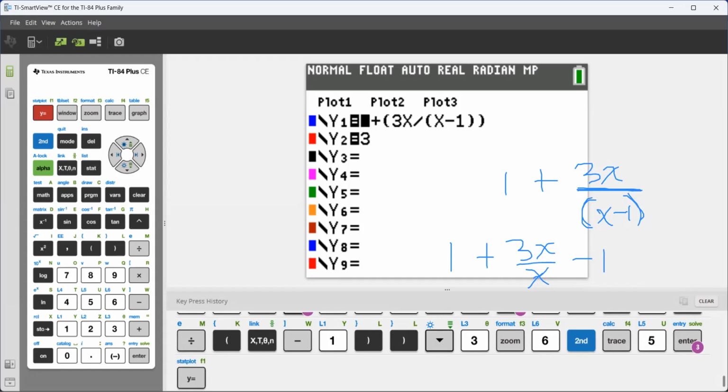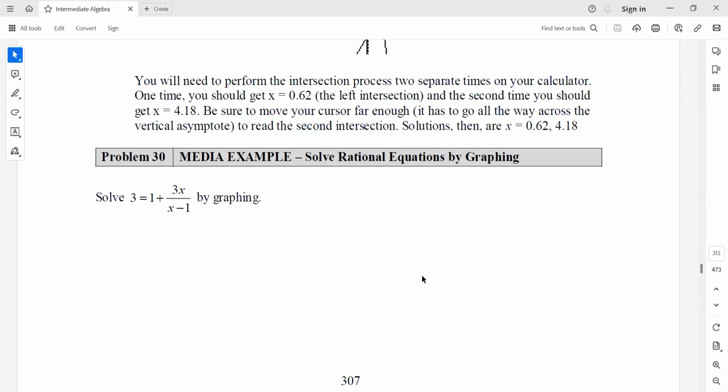I'm going to go back to the workbook. Where is it? Okay. So here we have x equals -2. And that is it. All right.